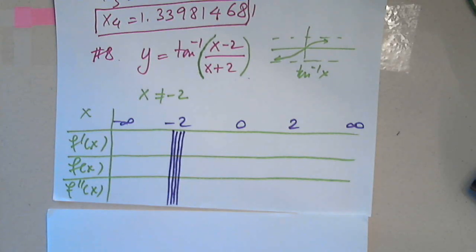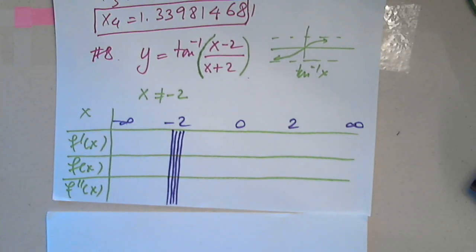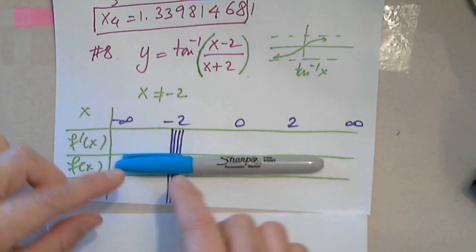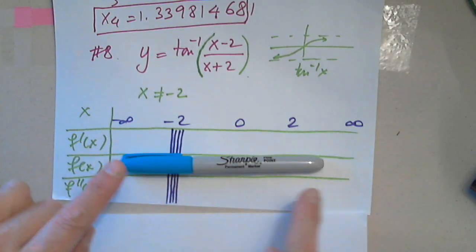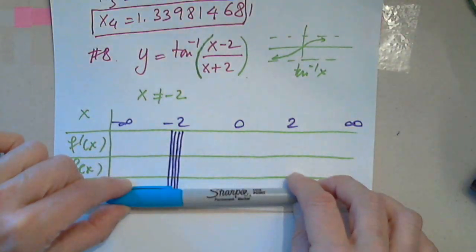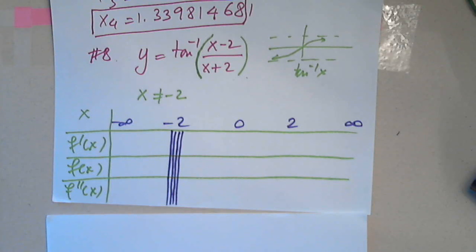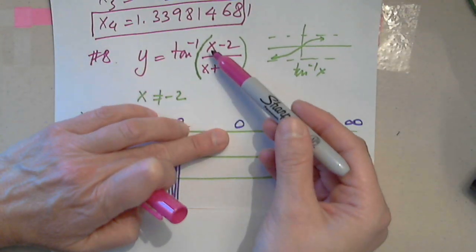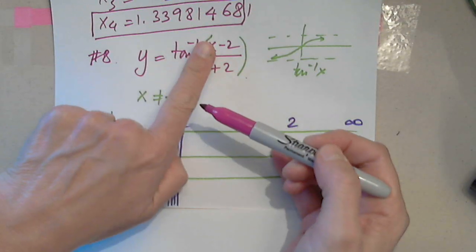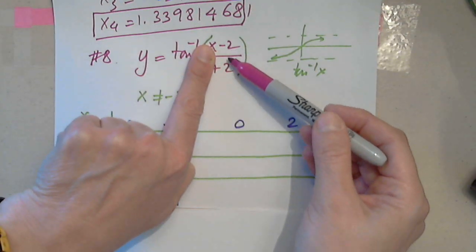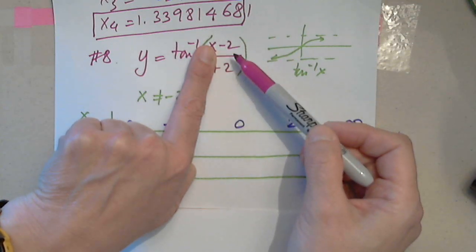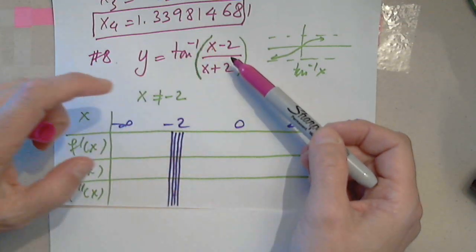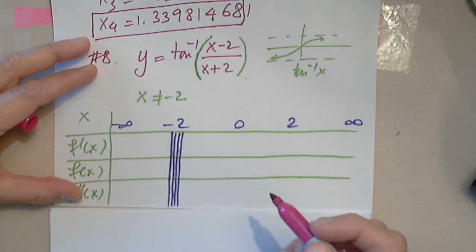Okay, so I'm trying to find everything about the function first. I'm trying to fill in this row with anything and everything I can, and then move on to the first and then the second. So first of all, I know that when I plug in 0, this is negative 1, and arctangent of negative 1 is negative pi over 4.